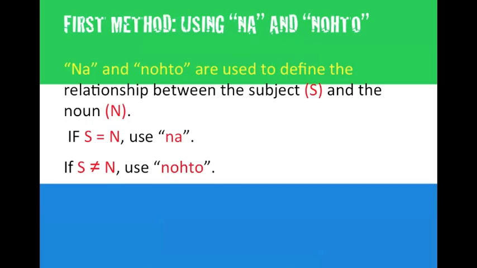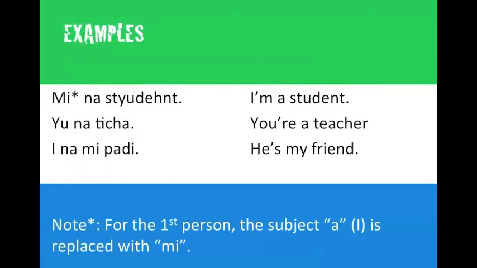So method number 1, using na and nato. Both of these are used specifically for the present tense, and we use these whenever we're trying to define something. So if the subject and noun are the same, we're going to use na, and if the subject and noun are not the same or not equal, then we're going to negate it by using nato. So let's go ahead and see what I'm talking about. We have some examples.